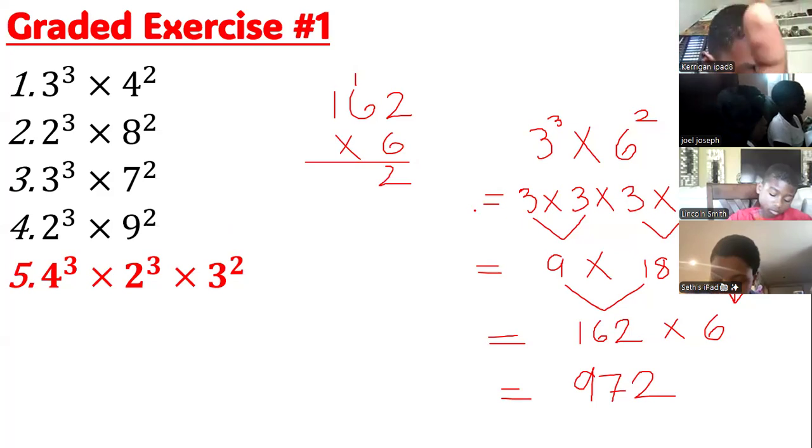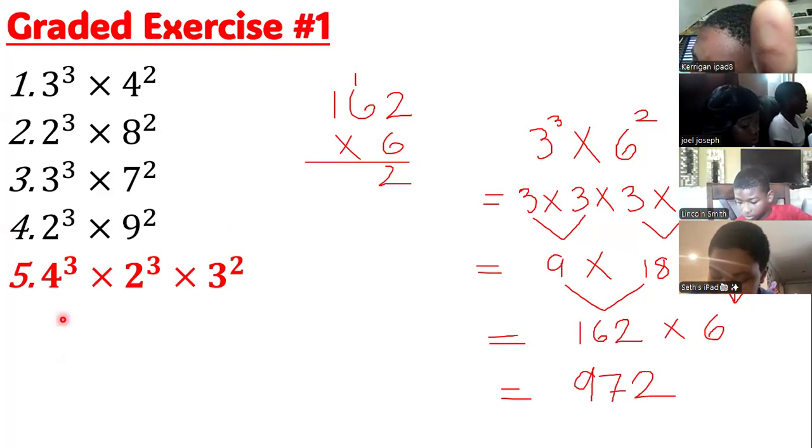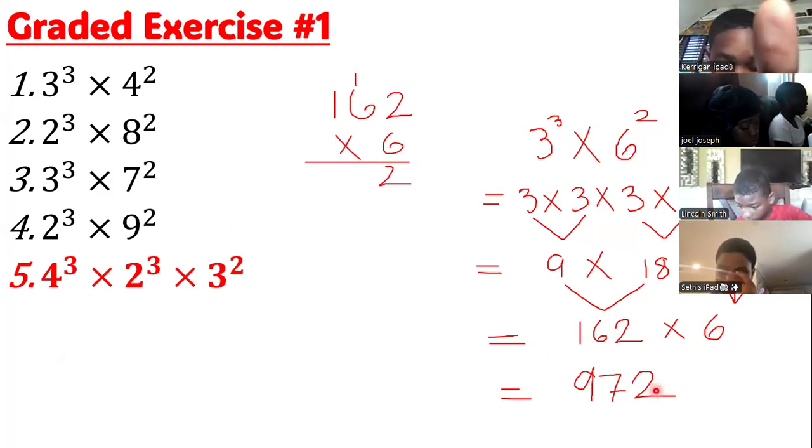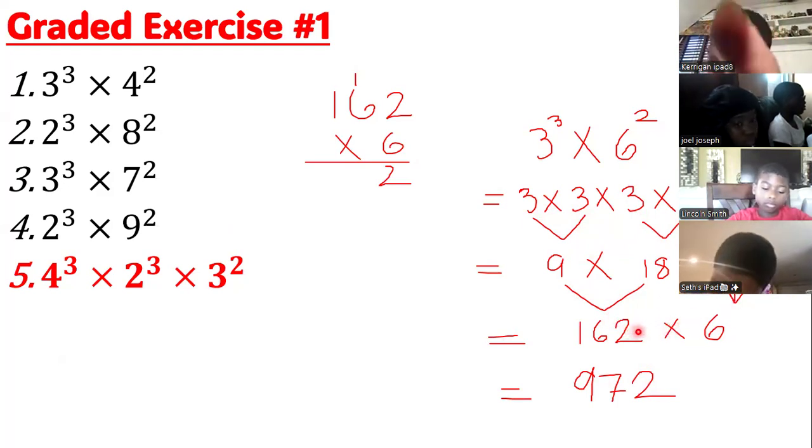Do you understand how I got 972 here? Yes, sir. How did I get 972? First, you do 3 times 3, and then 3 times 6. 3 times 3 is 9, and 3 times 6 is 18, and then 9 times 18 is 162, and then you bring down the 6, and 162 times 6 is 972. Very good. So follow the same example.